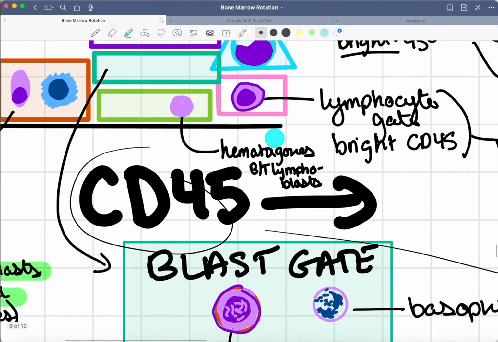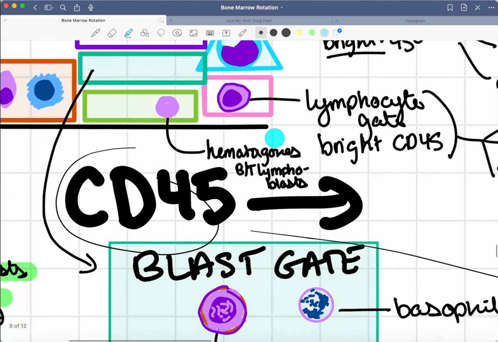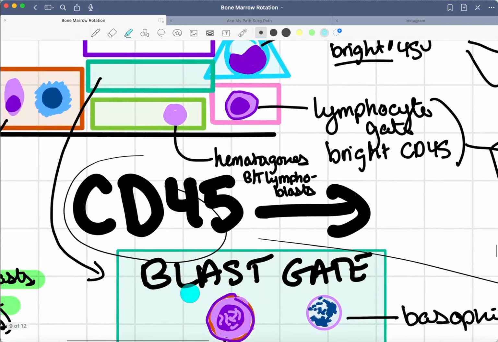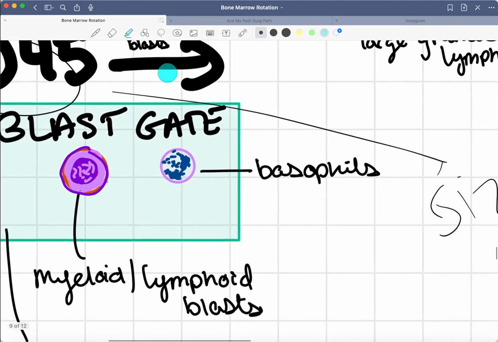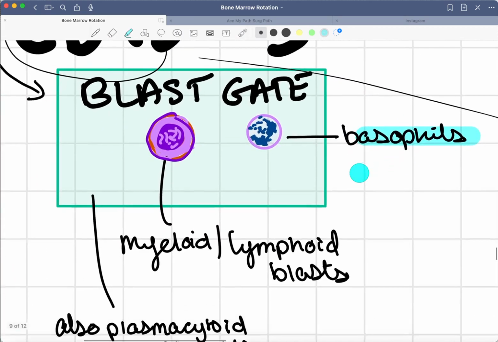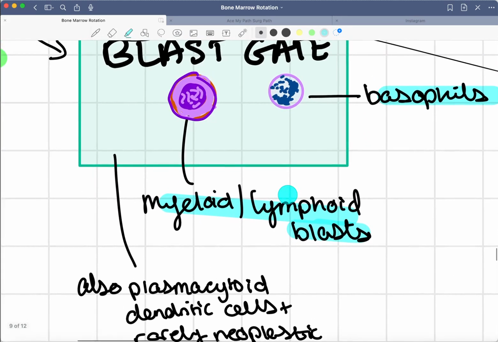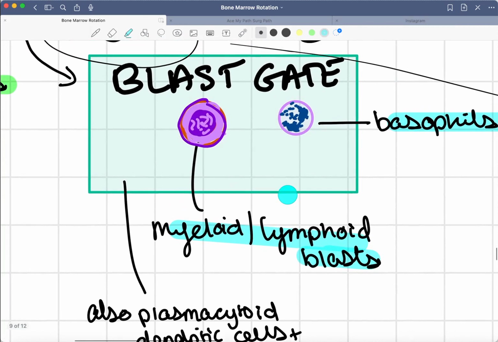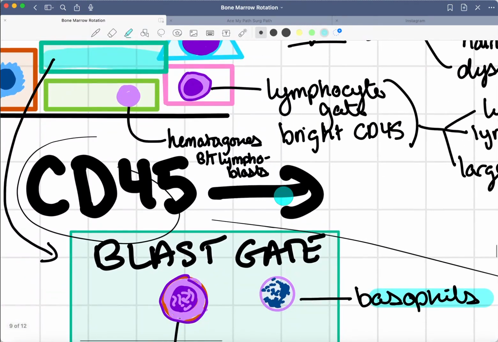And so if we go down further, I said that was the DIM45. Okay, so this down here is technically our blast gate. This gate over here, that's going to be our blast gate. So our blast gate is going to contain both the basophils, which are, of course, normal, and also the myeloid and lymphoid blasts. Okay, so that's very important to be aware of, and this is going to be a gate that is highly monitored when you're looking for acute leukemias. Also, you can see plasmacytoid dendritic cells, and then very rarely you're also going to see neoplastic plasma cells sitting in this gate. So blast gate, very high yield.